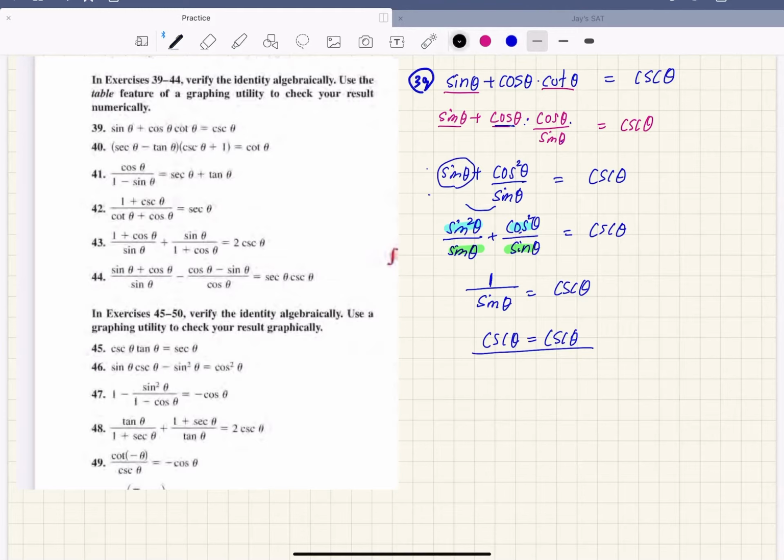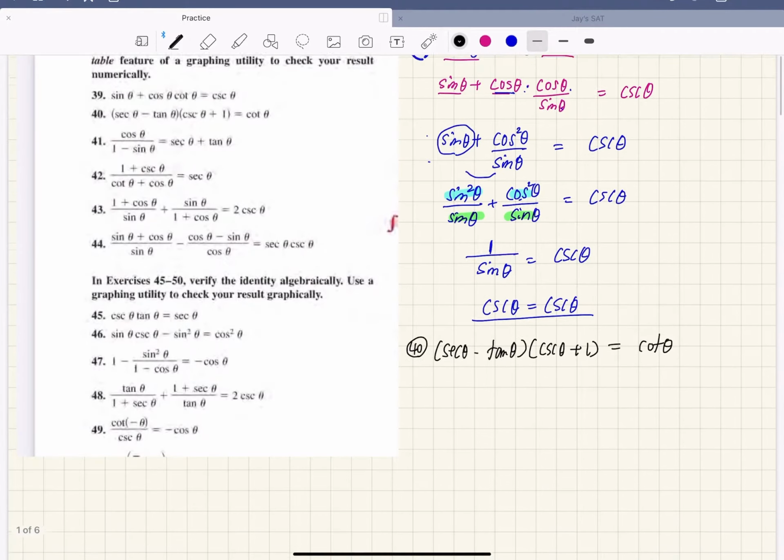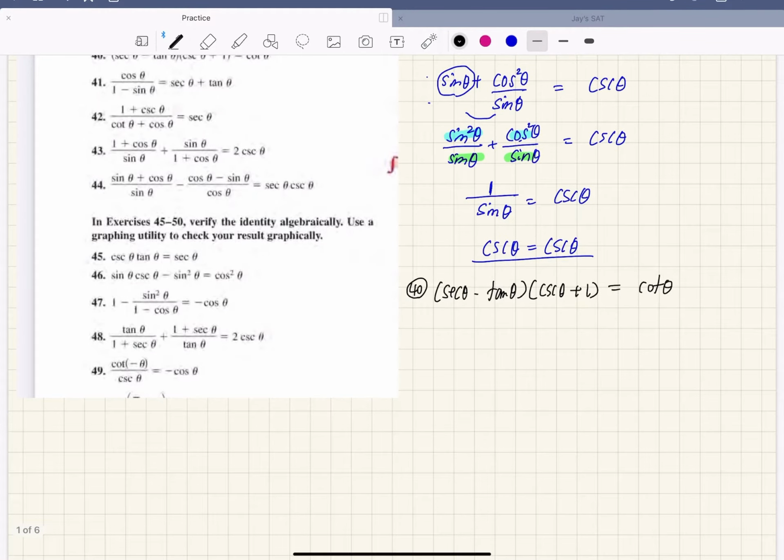Next. Number 40: secant theta minus tangent theta times cosecant theta plus 1 equals cotangent theta. A little bit more complicated. We better change the left side because the left side is more complicated.